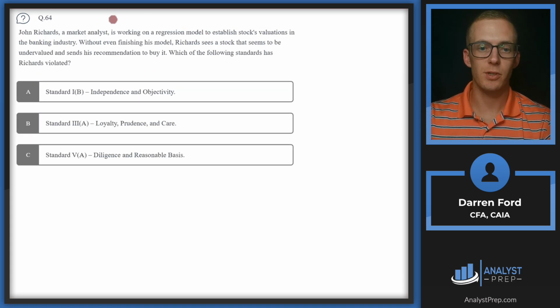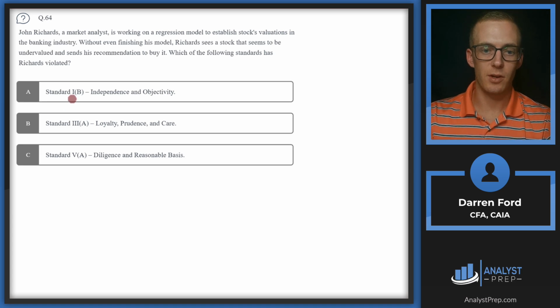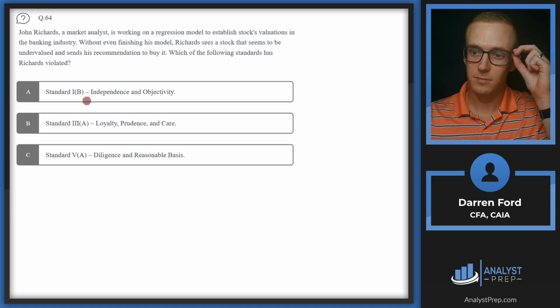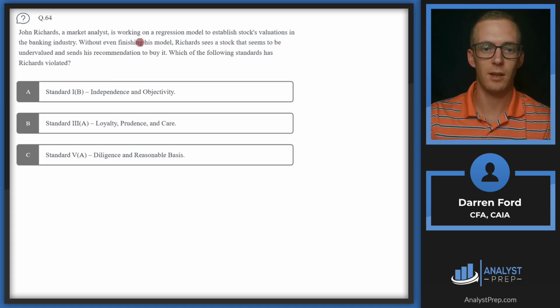Question 64. John Richards, a market analyst, is working on a regression model to establish stock valuations in the banking industry. Without even finishing his model, Richards sees a stock that seems to be undervalued and sends his recommendation to buy it. Which of the following standards has Richards violated? So we know we violated something, we just need to figure out what, based on the information that we're given. So A, standard 1B, independence and objectivity. There's really nothing in the question that's suggesting that Richards has any conflicts of interest or reasons to be buying this stock that's undervalued and sending the recommendation. So we can go ahead and rule out independence and objectivity.